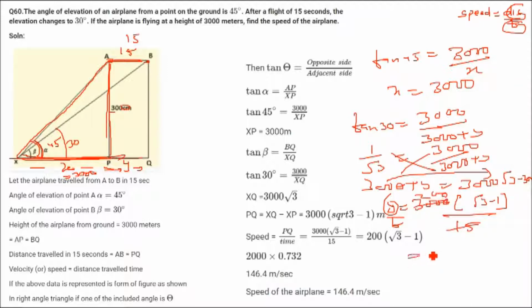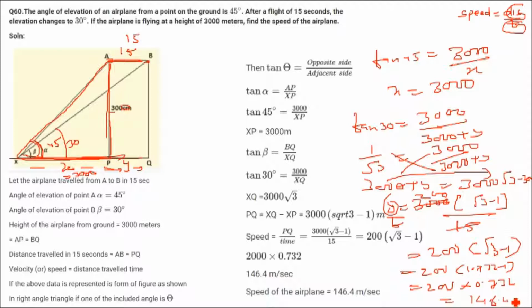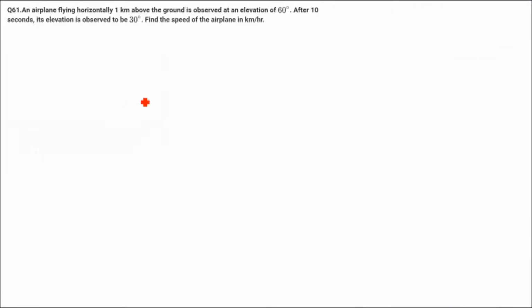So 15 twos are 30, 200. This is going to be 200 root 3 minus 1. So 200 root 3 is 1.732 minus 1. So this will be 200 into 0.732. And this is going to be 146.4 meter per second. Because this is in meter, and this is in second. So it will be meter per second.